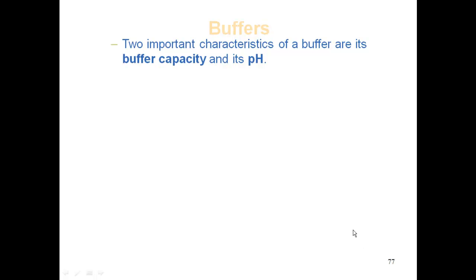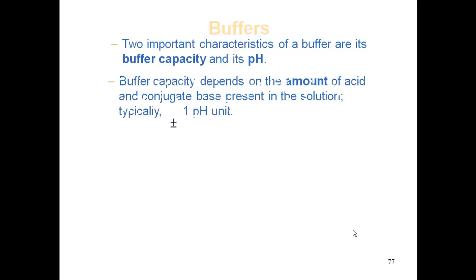Two important characteristics of a buffer are its buffer capacity and its pH. Buffer capacity depends on the amount of acid and conjugate base present in the solution. Typically, a buffer can work within plus or minus 1 pH units.